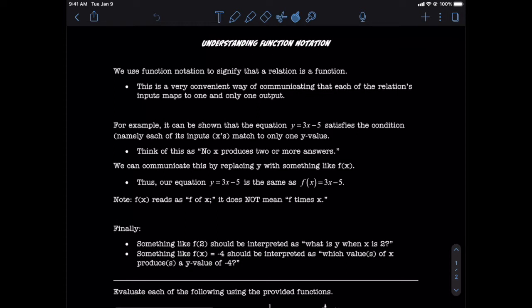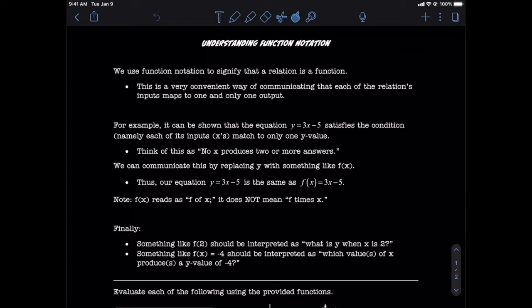Well, it's real simple, Yance. We use function notation anytime we want to communicate to somebody that a particular relation is a function. And that means that each of its inputs maps to one and only one output. And if that doesn't make sense to you, then you can always think of it as no x produces two or more answers.